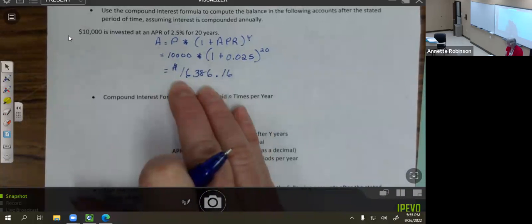All right. Now again, this is going in your account annually. They're going in, figuring out your interest. They're doing a simple interest, but again, the principal is changing from one year to the next because you earn the interest from the previous year.